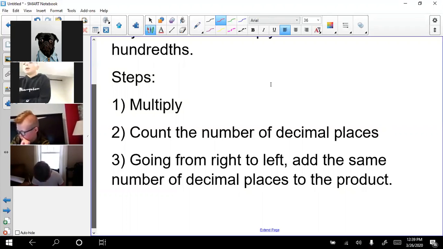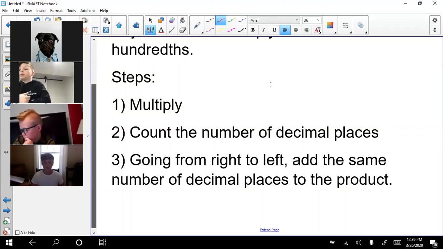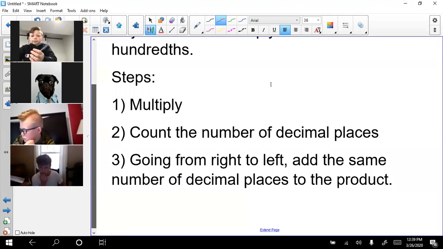A sandwich shop uses 0.25 pounds of meat per medium sandwich. How many pounds of meat does the shop need to make 23 sandwiches for a catering order? Good. All right.